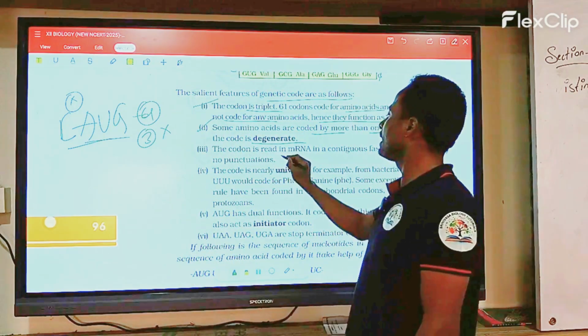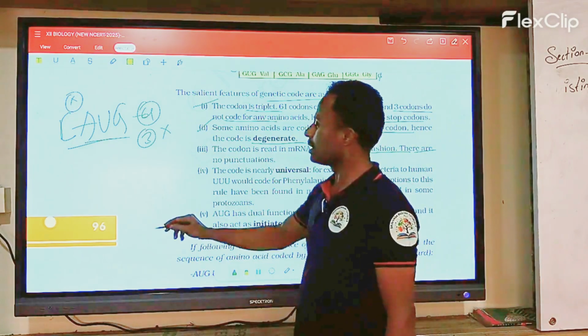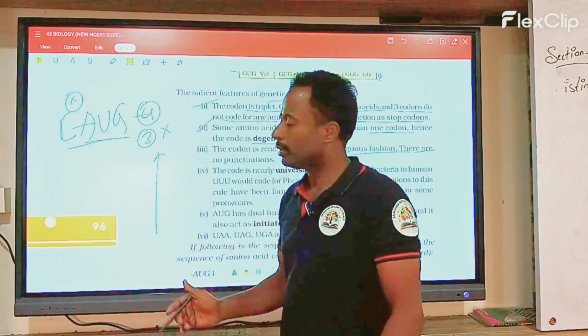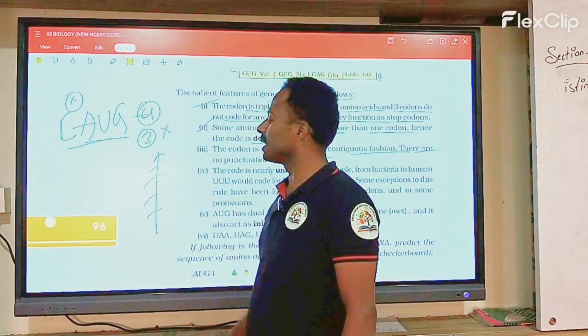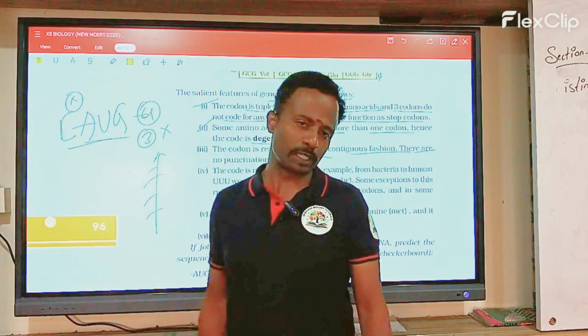Next, the codon is read in mRNA in a continuous fashion. There are no punctuations. See, it is going on continuously. The code is synthesized continuously. There are no gaps here and no breaking takes place. Once the reaction starts, it takes place continuously.